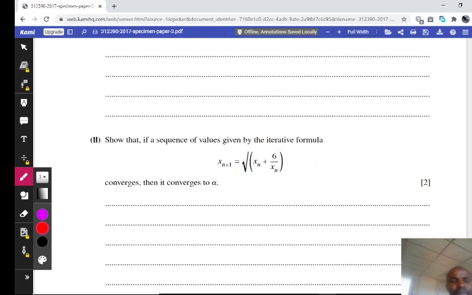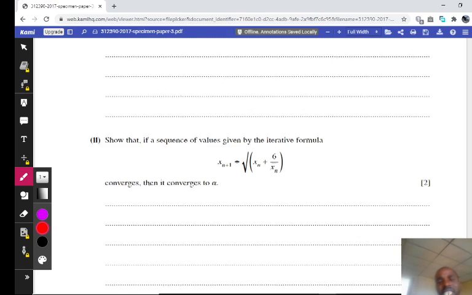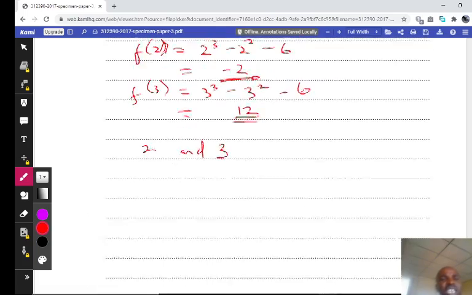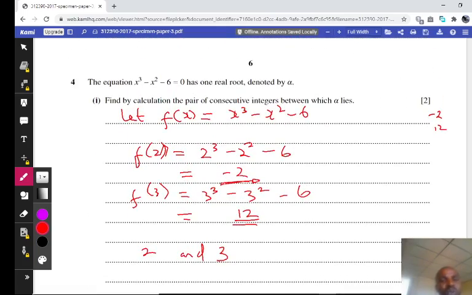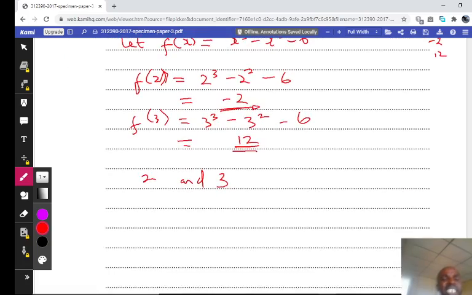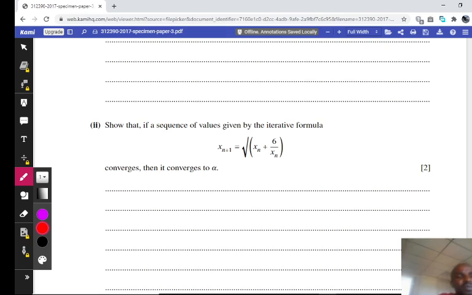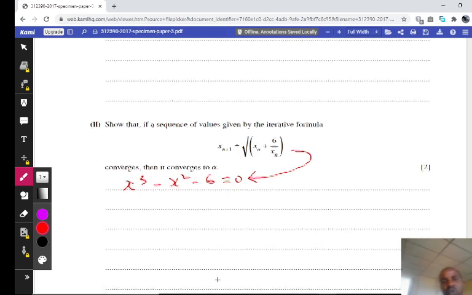Right, next question. Show that if a sequence of values given by the iterative formula x n plus 1, which you can see on your screen, converges, then it converges to alpha. What is the equation which has the root alpha? It's here on top: x cubed minus x squared minus 6 equals 0. Let me write it down. So you have to prove that this equation can lead to this formula. That's what you have to prove.